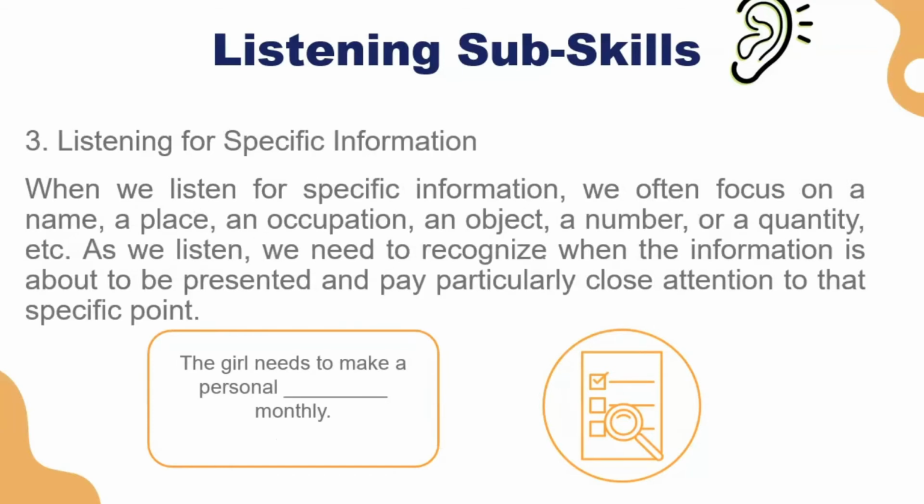Listening for specific information. When we listen for specific information, we often focus on information such as names, places, occupations, objects, a specific number or quantity, etc. And as we listen, we need to recognize when the information is about to be presented and pay particularly close attention to that specific point.